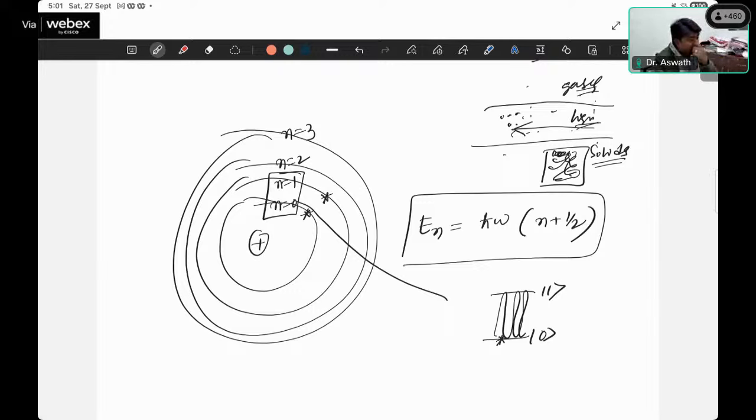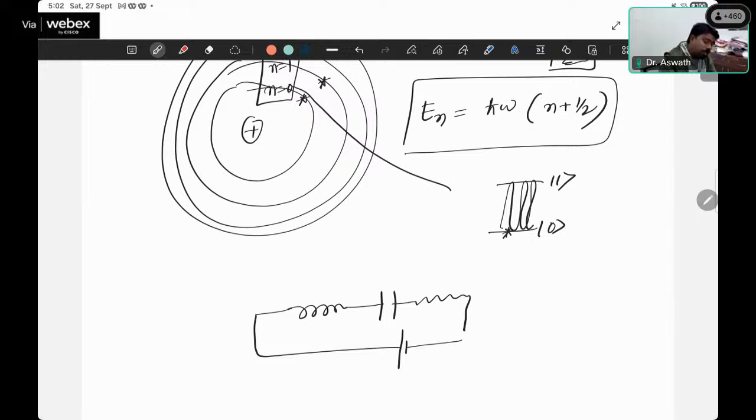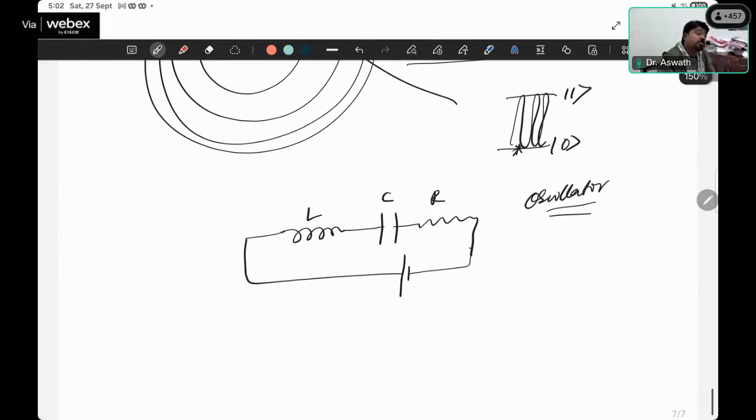Since natural atoms are so fragile, because at surrounding temperature I can't have absolute zero, what people do is create an LCR circuit. What is this LCR circuit? L is inductance, C is capacitance, and R is internal resistance. If you take this and connect it to a battery, basically this is an oscillator for you. What is oscillating here? The charge on the capacitor is oscillating.